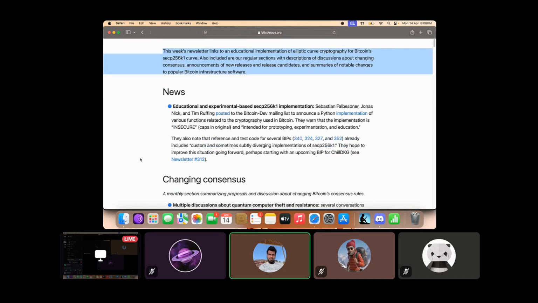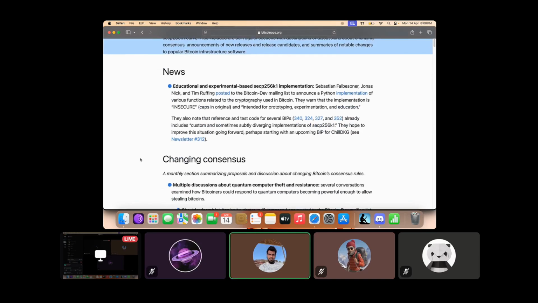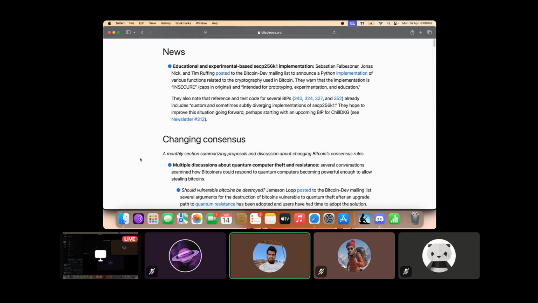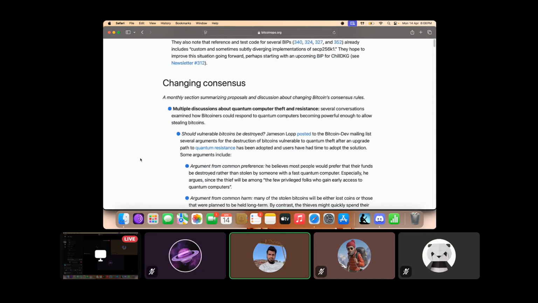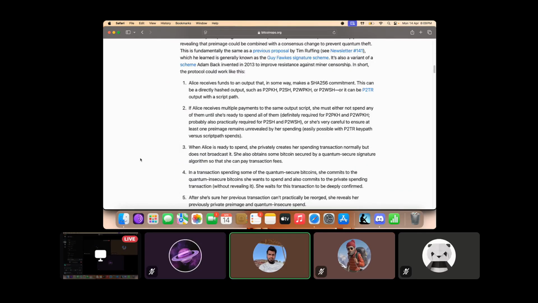So as every week, we have the news section, which comprises only one news article. Other than that, we have this newly introduced changing consensus section that I believe was introduced a month ago, maybe a couple of months ago. I believe this is a monthly feature. So I think I'm going through this for the third time. Yes, it's a monthly feature where proposals pertaining to changing consensus rules, whether via soft forks or proposed hard forks, are discussed. So we'll go through it.